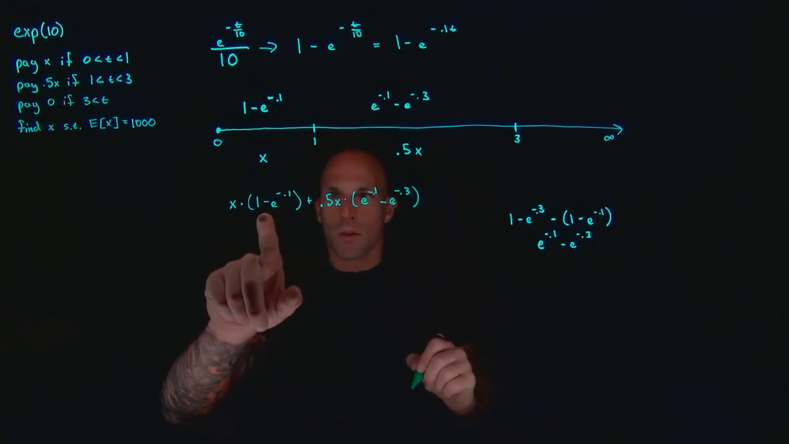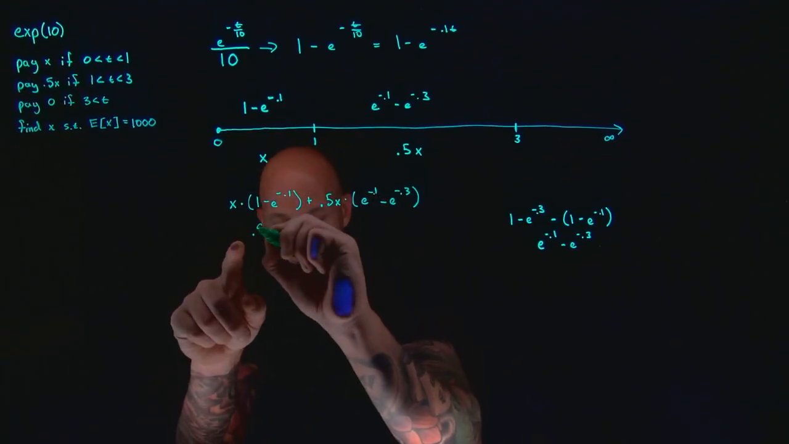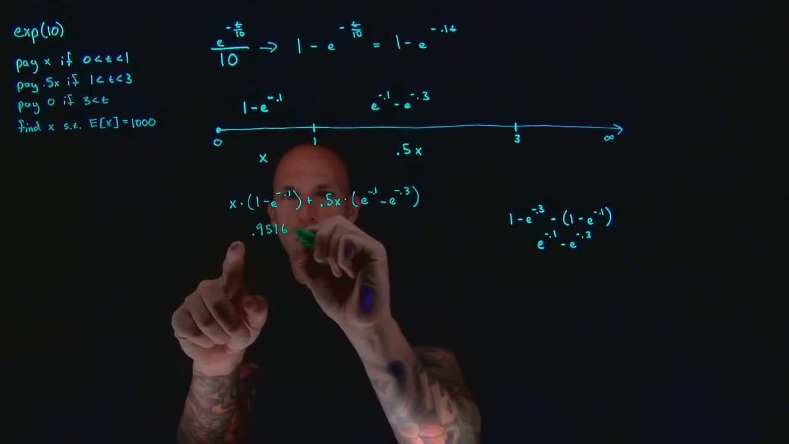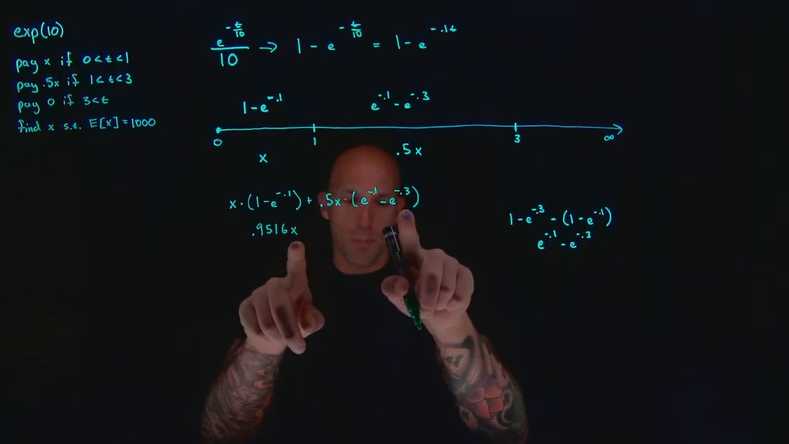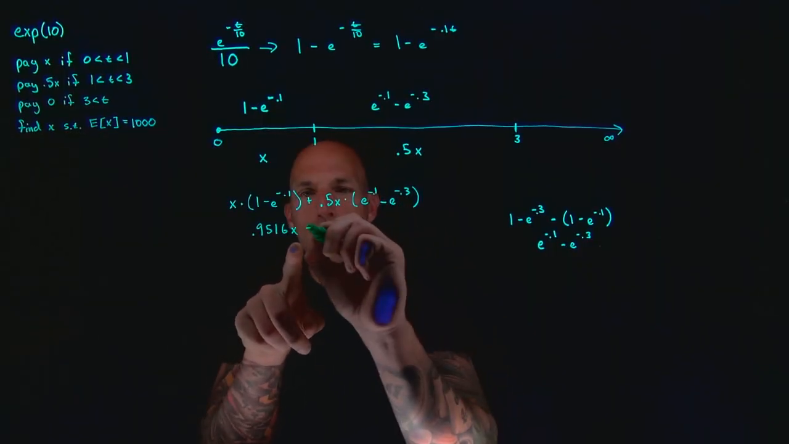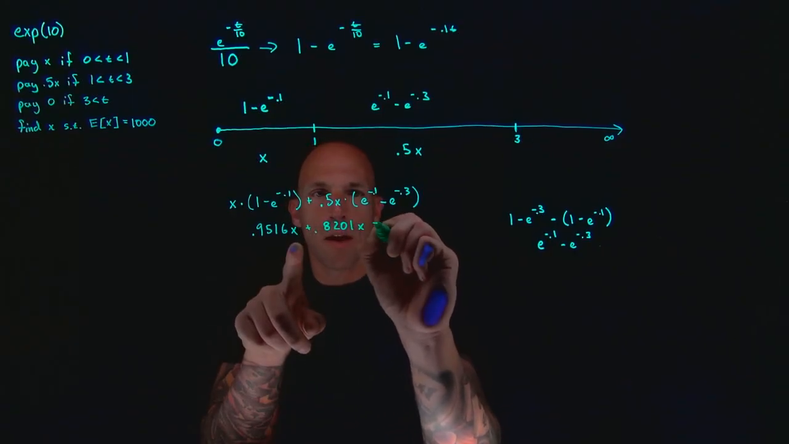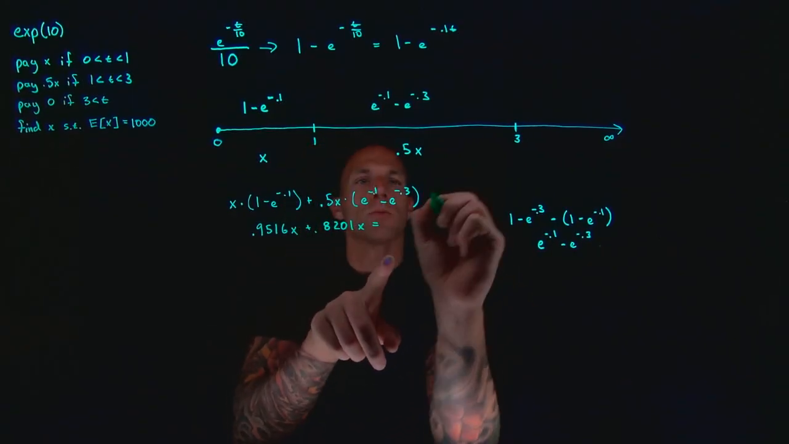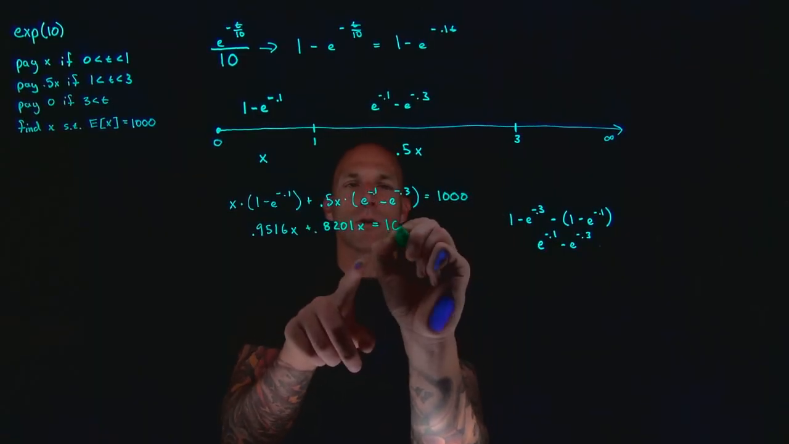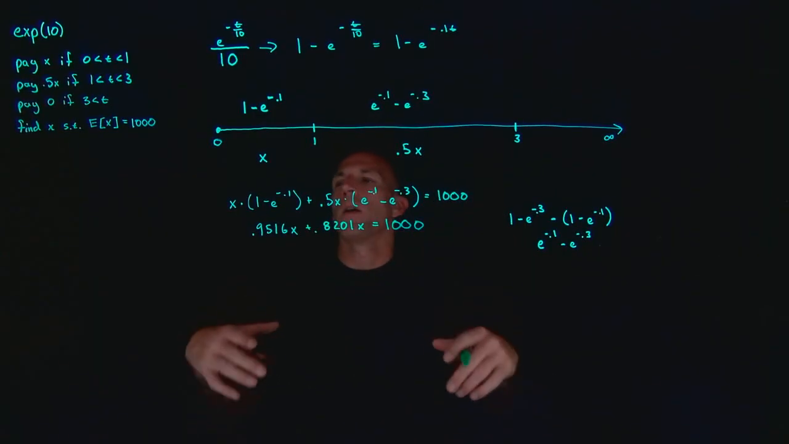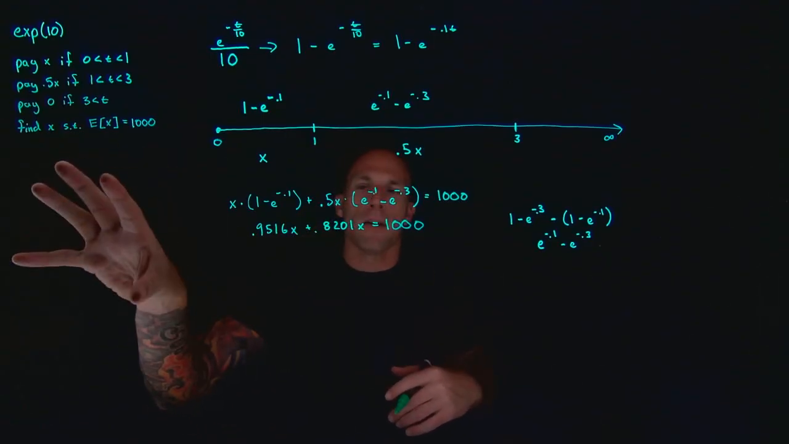And then if we convert this to decimal in our calculator, we'll get 0.9516x. Same thing here, convert this to decimal, multiply it by 0.5, and we get 0.8201x. And we set that equal, should probably set it equal up here as well, to $1,000, because we want the expected value of our total payment to only be 1,000.